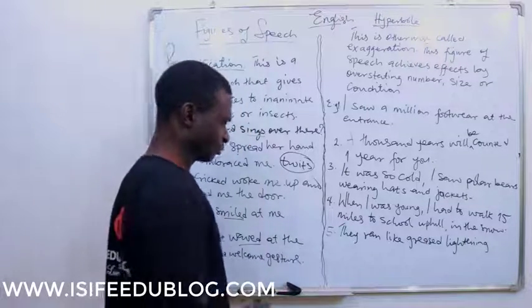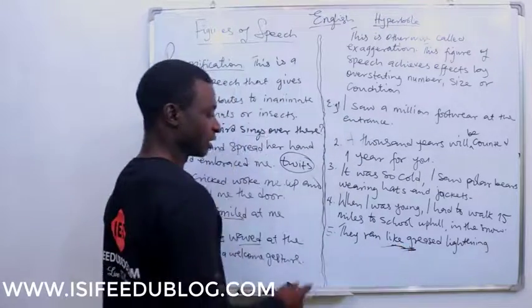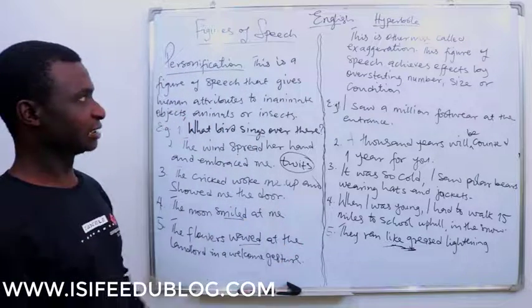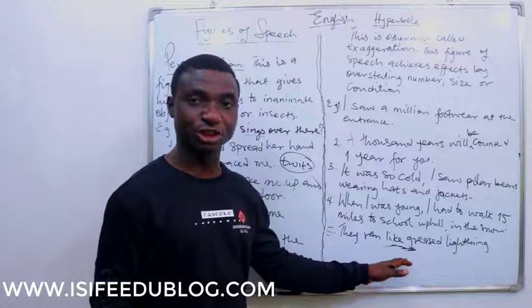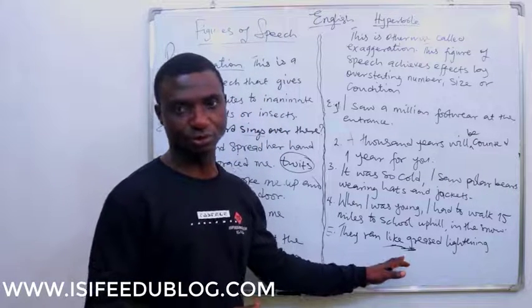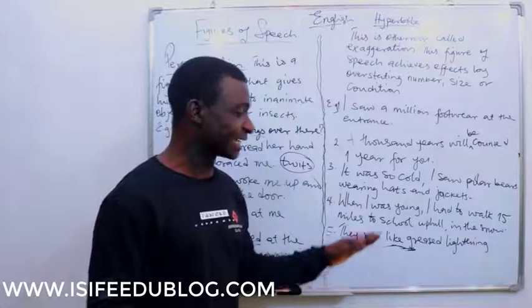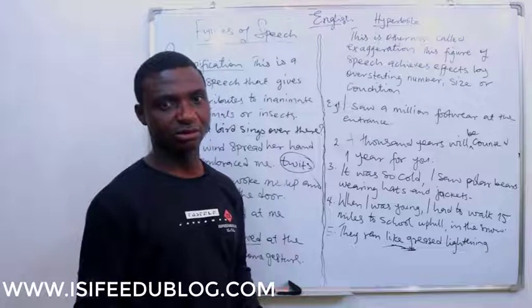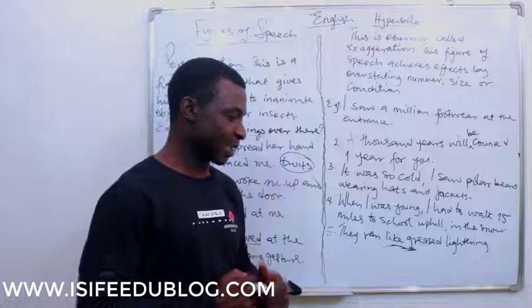They ran like greased lightning. Let me talk about this particular example. This falls between simile and hyperbole. The extent of exaggeration is beyond what simile can do. Alright? To say they ran like greased lightning is too fast. So we could see this more as hyperbole.